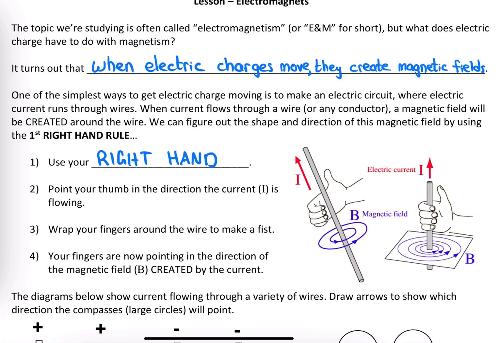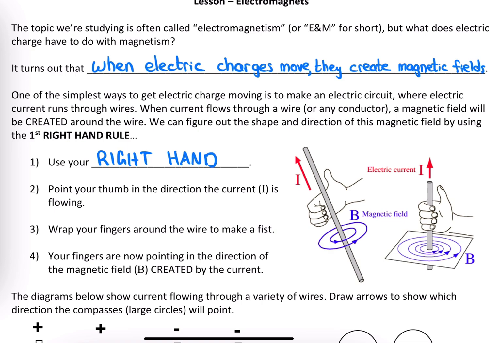So, take your right hand, point your thumb in the direction the current is flowing. So we see that's what's happening in this diagram here. The current is flowing up through the wire, and this person has pointed their thumb in that direction. Next step is wrap your fingers around the wire to make a fist. That's what's going on over here. Wrapping fingers around the wire to make a fist. Now look at your fingers. Your fingers are pointing, at this point, in the direction of the magnetic field created by the current.